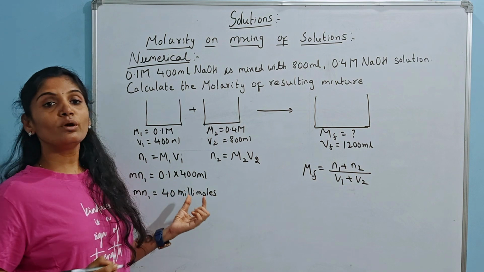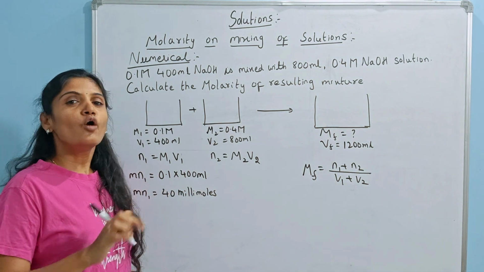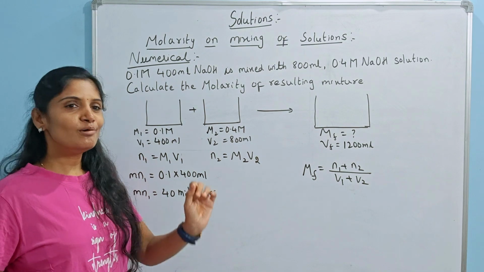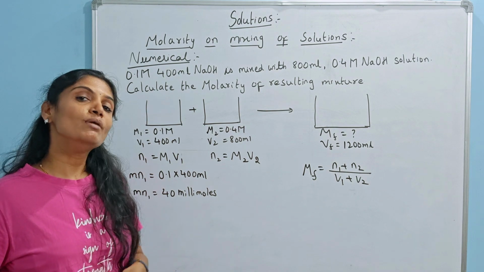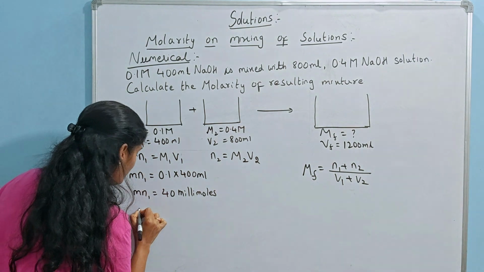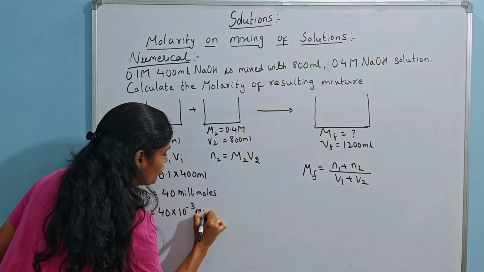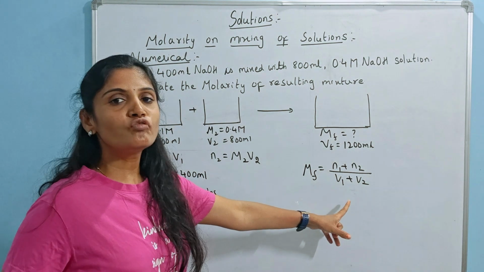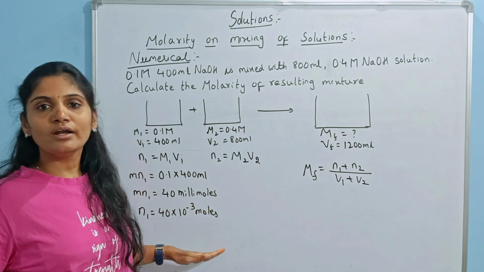Now, let us try to convert this millimoles into moles. How do I convert millimoles into moles? How do I convert milliliter into liter? By multiplying with 10 to the power of minus 3. In the same way, how do I convert millimoles to moles? By multiplying it with 10 to the power of minus 3, because ultimately for substituting in this formula I can't deal in millimoles, so I'm converting millimoles into moles.